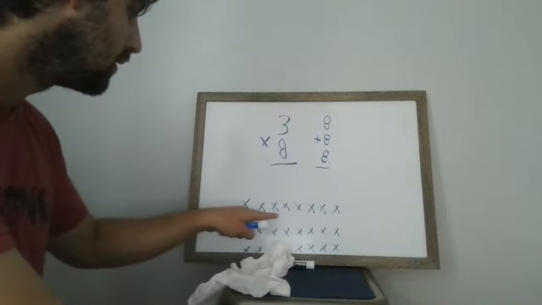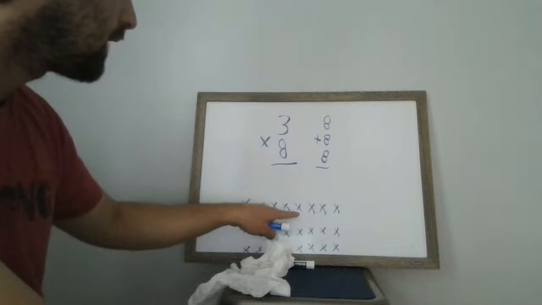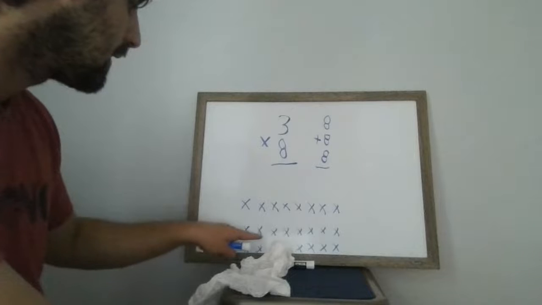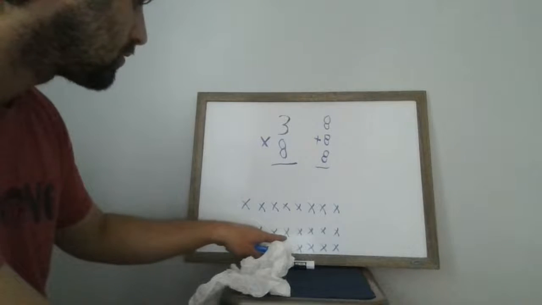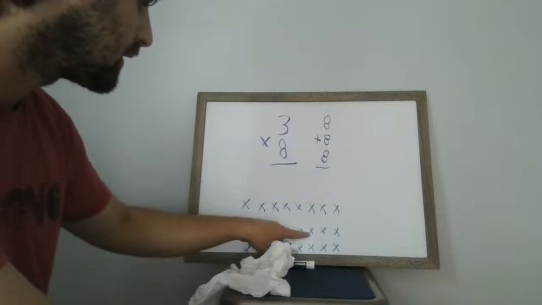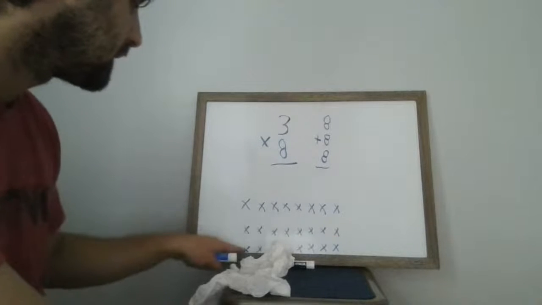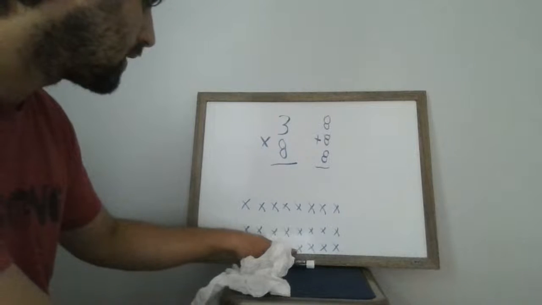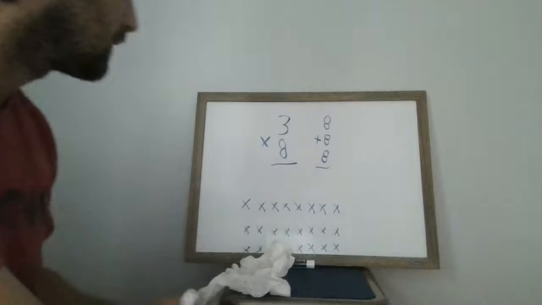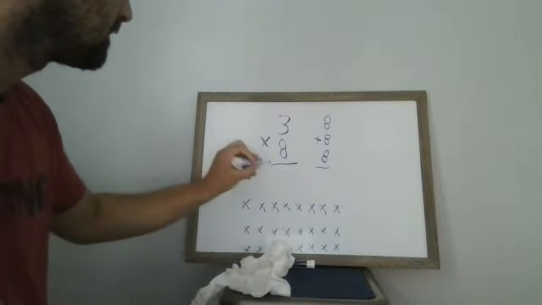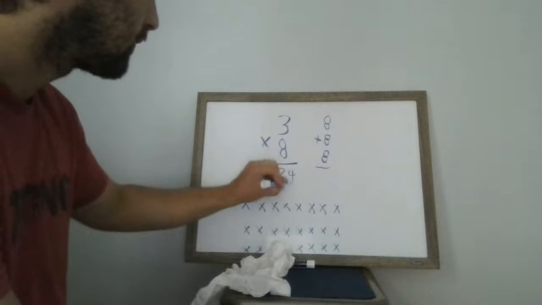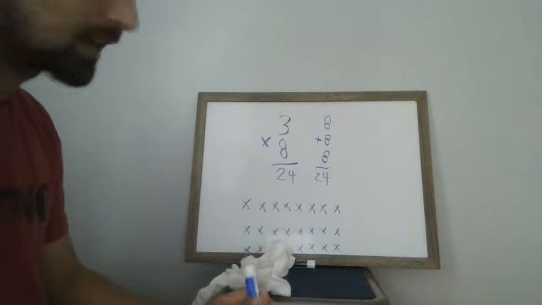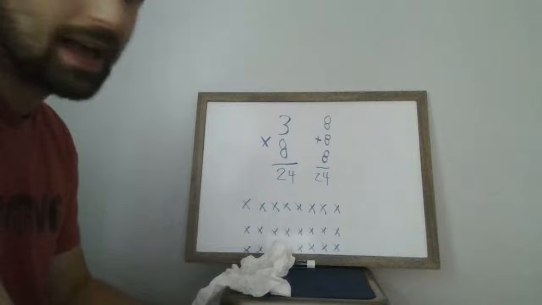1, 2, 3, 4, 5, 6, 7, 8, 9, 10, 11, 12, 13, 14, 15, 16, 17, 18, 19, 20, 21, 22, 23, 24. All right, so 3 times 8 equals 24. Notice again, I had my finger next to each X as I was counting, so that I didn't lose my spot. I didn't accidentally miscount.